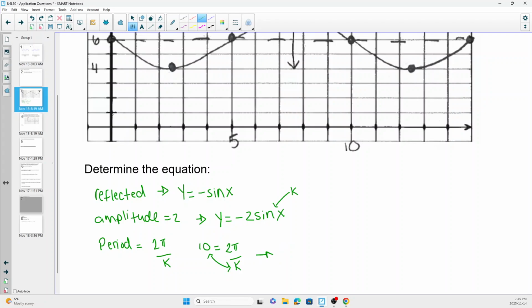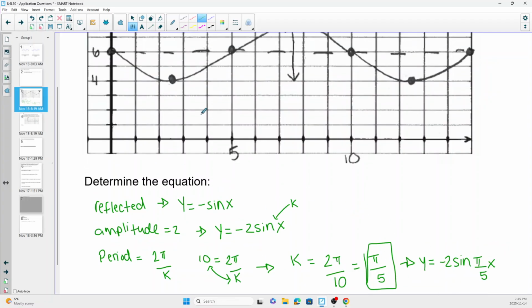So we could also say that k is equal to 2 pi divided by 10, which is equal to pi over 5. 2 over 10 is 1 over 5. So the k value is pi over 5. So now our working equation is going to be y equals negative 2 sine pi over 5x. And if we applied all those transformations, this is what our graph, oh, no, sorry, I'm missing one.